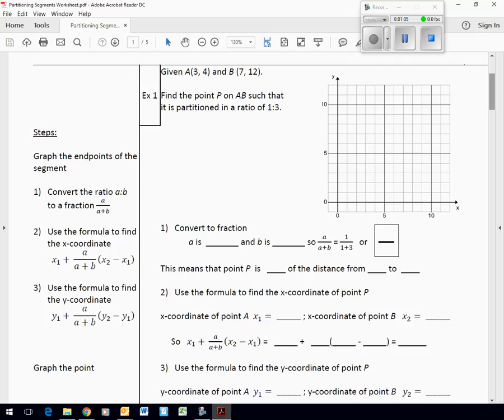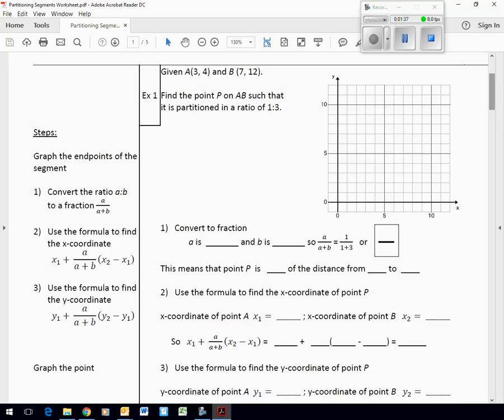This says, given that A is at (3, 4) and B is at (7, 12), find point P on AB such that it is partitioned in a ratio of 1:3. So, a really weird question, correct? We're doing this question because it's actually really easy, but you're going to have to practice it several times today. Once you do it several times, you're going to be A-okay.